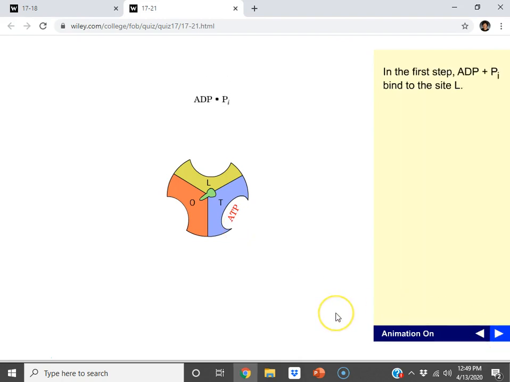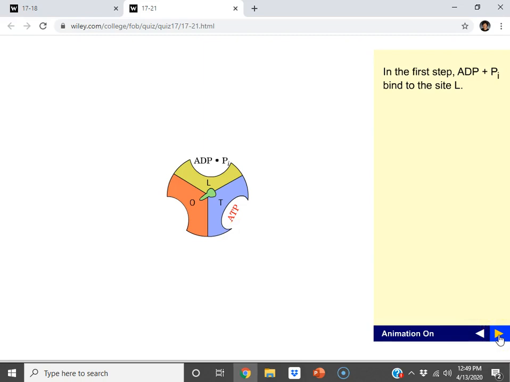So ADP and phosphate can bind to the loose configuration. So keep track of what's happening because this will show in the video. So ADP and phosphate are bound to the loose configuration. ATP is bound to the tight configuration.